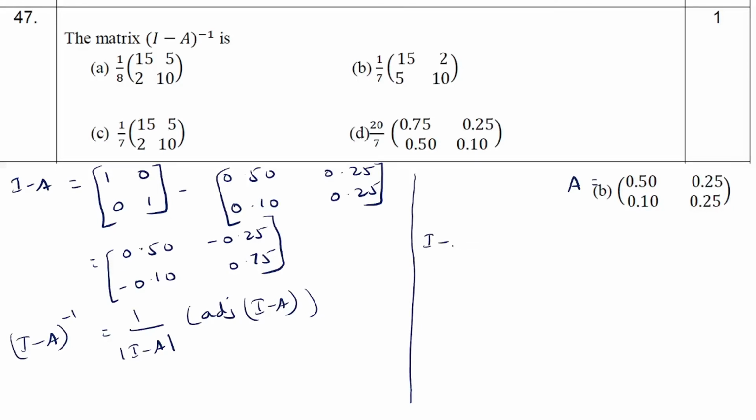So (I minus A) the whole inverse is equal to 1 by determinant of A, which is 0.50 into 0.75 minus 0.25 into 0.10, so it is equal to 0.375 minus 0.025, into adjoint of A. We calculate it by interchanging the diagonal elements and changing the sign of the other elements, since it is a 2 by 2 matrix. So it is 0.75, 0.25, 0.10 and 0.5.